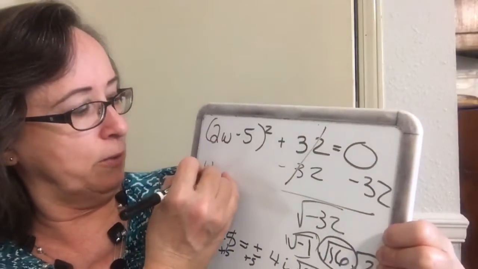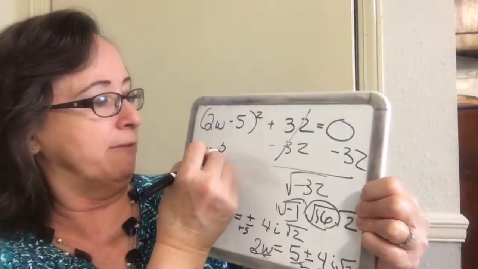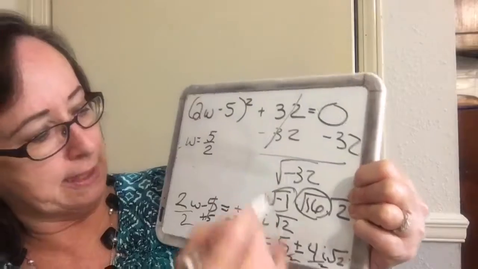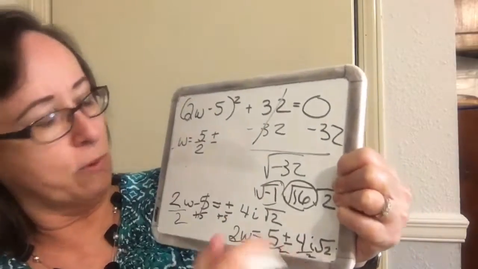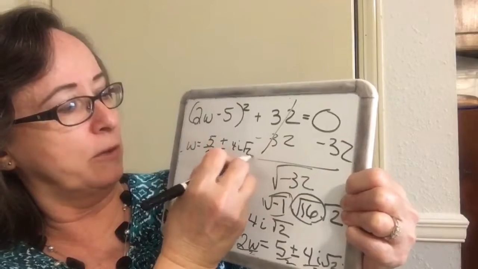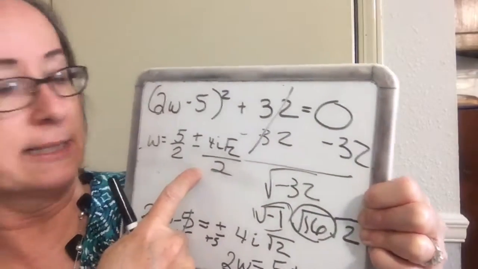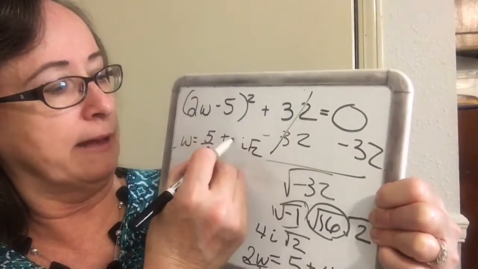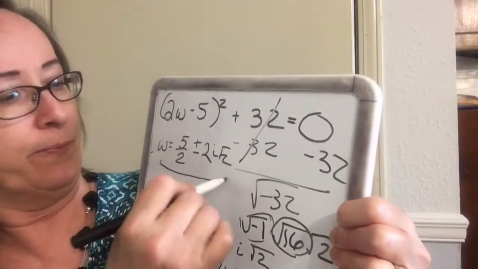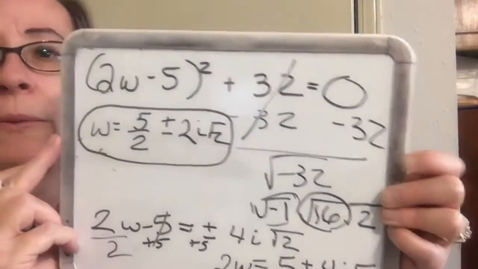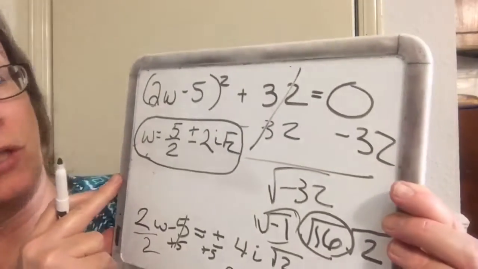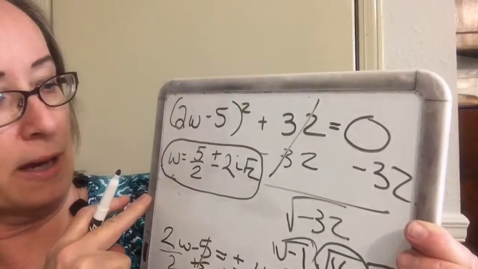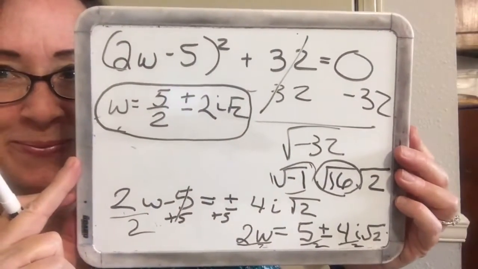So we would end up with w equals, so we had 5 halves, 5 divided by 2, and then we had plus or minus the 4i square root of 2 divided by the 2, but since I have a 4 and a 2, can I just take that off altogether and write that as a 2i square root of 2? So we end up with 5 halves plus or minus 2i square root of 2 as my answer for w. And we are coming right back with the distance formula and the derivation of that.